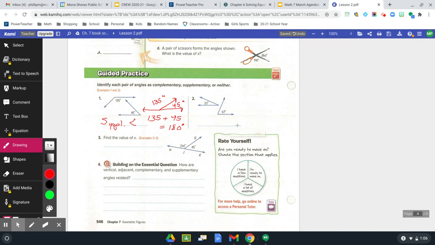Number 2, I'm going to put these two angles together. So it shows a 67-degree angle and a 23-degree angle. So maybe something like this. 67 and 23. I want to double check and see, if I add those together, giving me that complementary angle, is it equaling 90? So if I add those together, I do get 90 degrees. And so this example in number 2 is an example of a complementary angle.